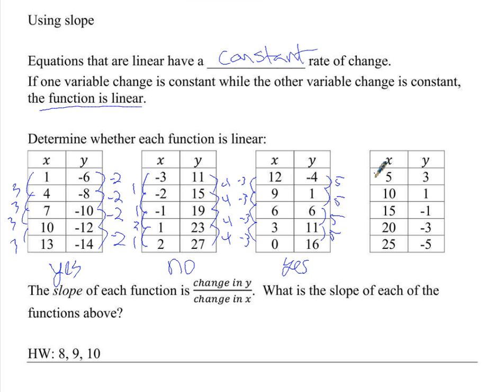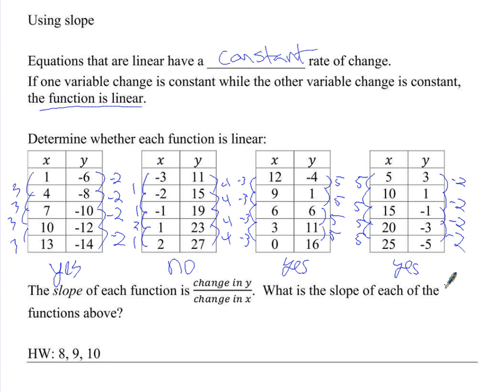And the fourth one, how much are we changing here? 5, and here, and the next one, and the next one. Okay, looks good. And for y? -2, and here, -2, and here, -2, and the last one, -2. Is that linear? Yes. Good.